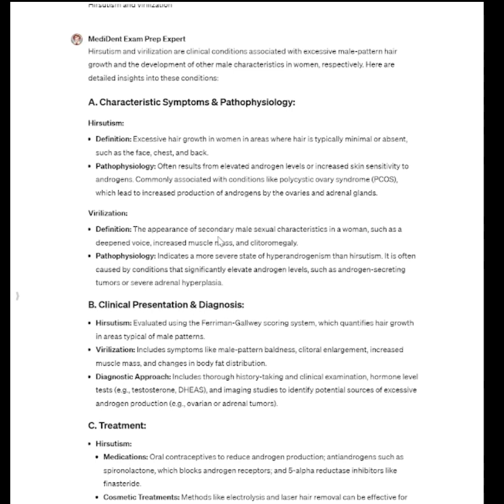Hirsutism. Definition: excessive hair growth in women in areas where hair is typically minimal or absent, such as the face, chest, and back. Pathophysiology: it often results from elevated androgen levels or increased skin sensitivity to androgens. Commonly associated with conditions like polycystic ovary syndrome, PCOS, which lead to increased production of androgens by the ovaries and adrenal glands. Virilization. Definition: the appearance of secondary male sexual characteristics in a woman, such as a deepened voice, increased muscle mass, and clitoromegaly.